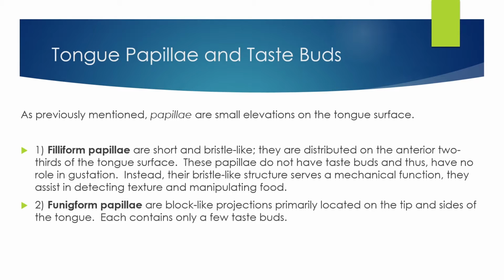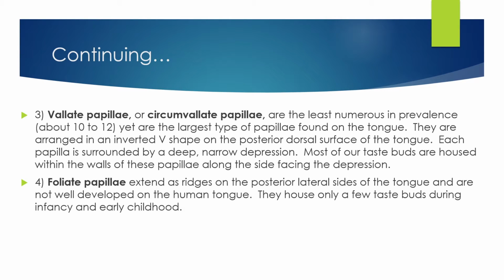Fungiform papillae are block-like projections primarily located on the tip and sides of the tongue. Each contains only a few taste buds. Vallate papillae, also known as circumvallate papillae, are the least numerous, about 10 to 12, yet are the largest type of papillae found on the tongue. They are arranged in an inverted V shape on the posterior dorsal surface of the tongue. Each papilla is surrounded by a deep, narrow depression and contains most of our taste buds.